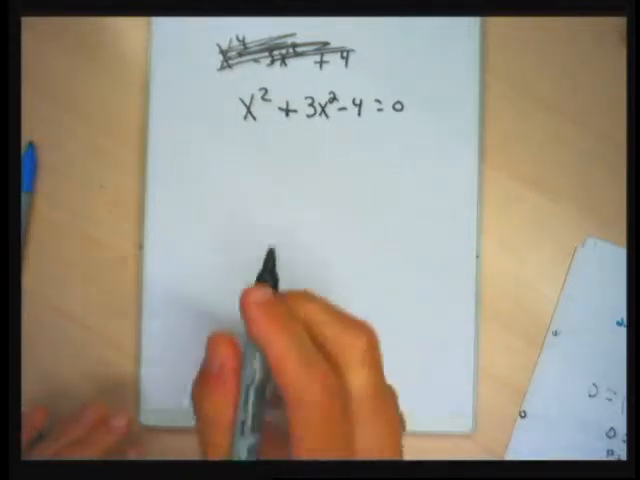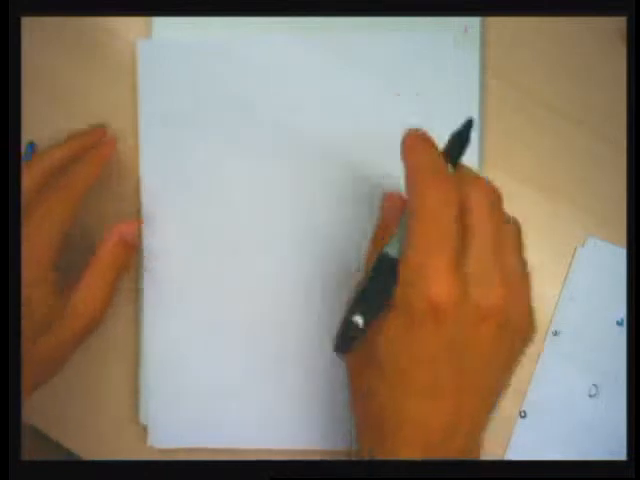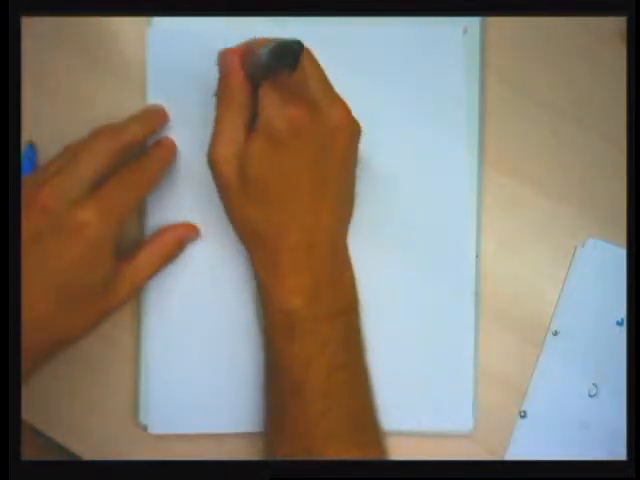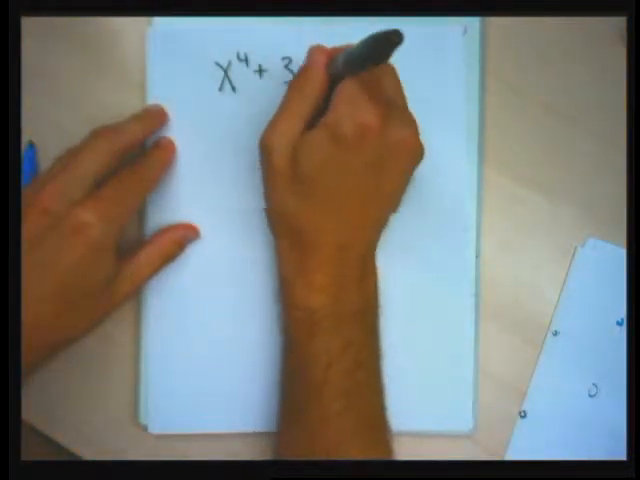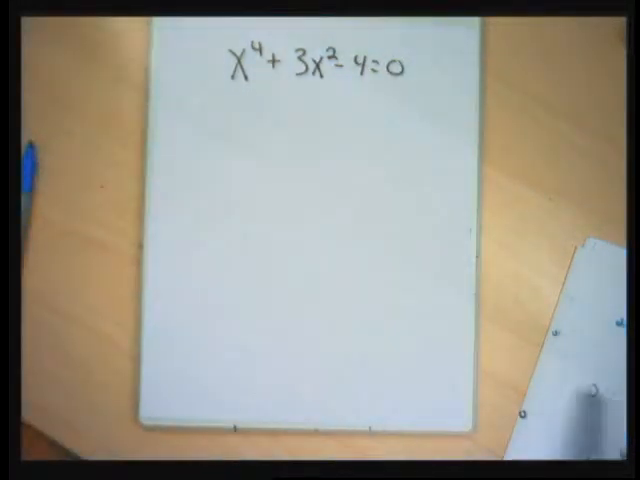So this solves by... Oh, this is messed up. It should be x to the 4th. Let me just get a new paper here. This needs to be x to the 4th plus 3x squared minus 4 equal to 0. So the reason I'm doing so many of these with the 4th power is because I know that's what I put on the test. The other ones won't be on the test.